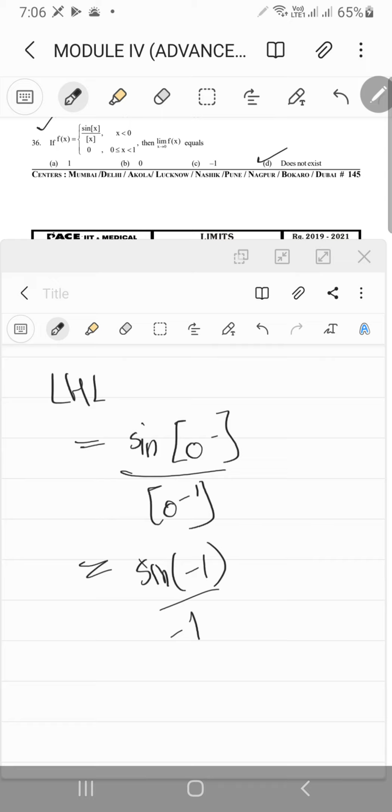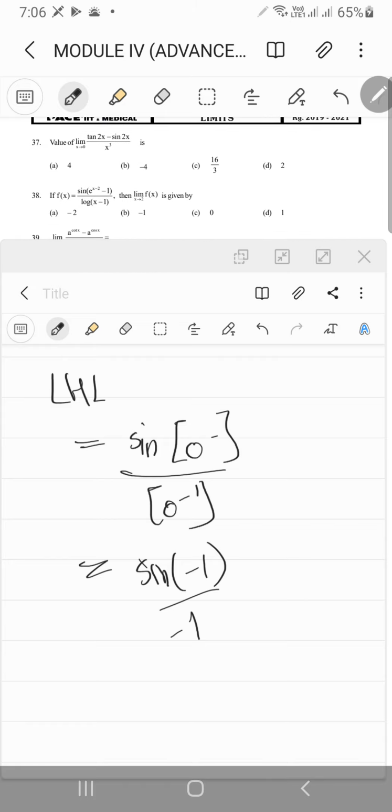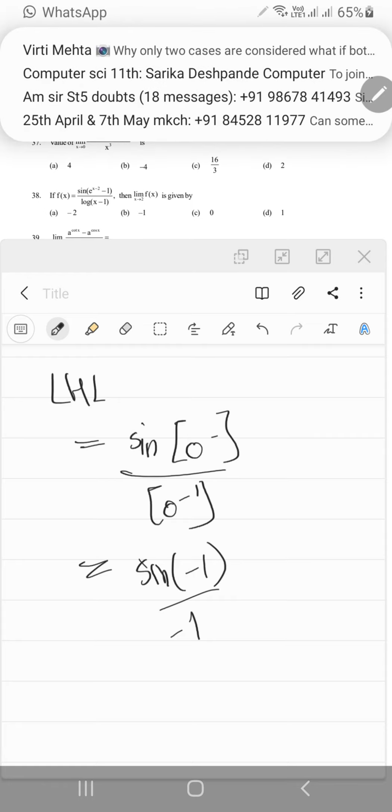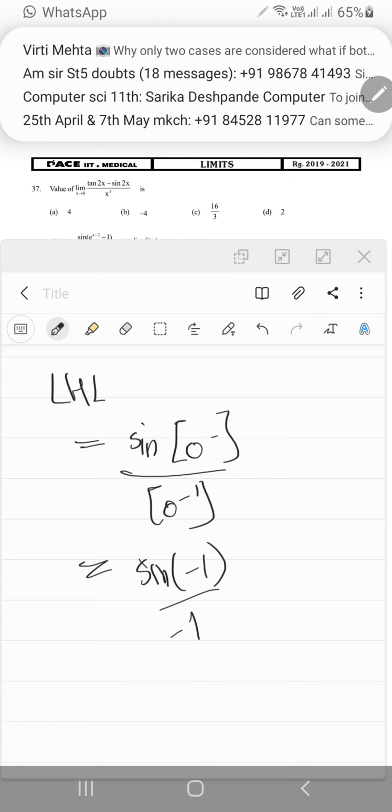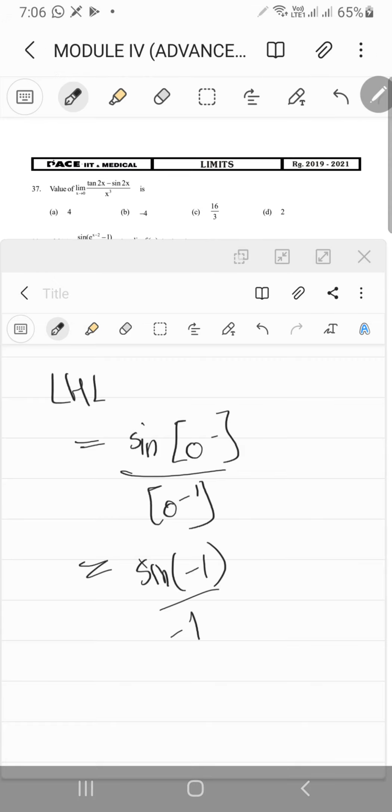Correct. Next question. Even if we go like that, it does not exist. So yeah, I should be doing it. Next question. The value of limit as x to, oh wait, what happened? Okay, next question. Value of limit x tends to 0 of tan 2x minus sine 2x upon x cubed.